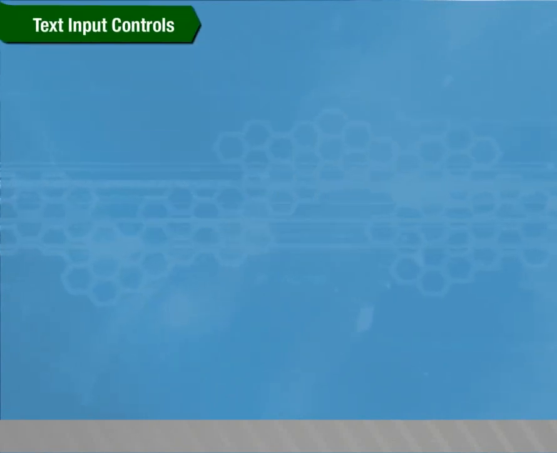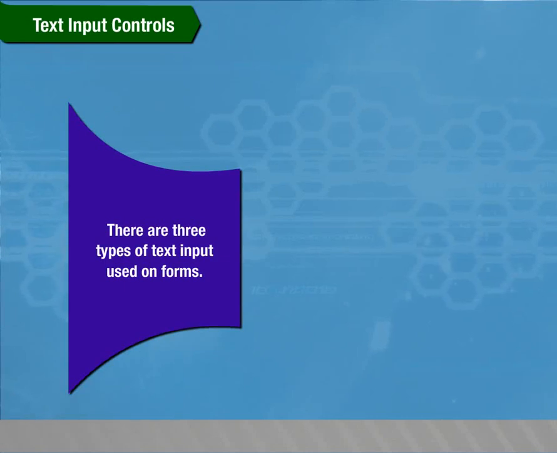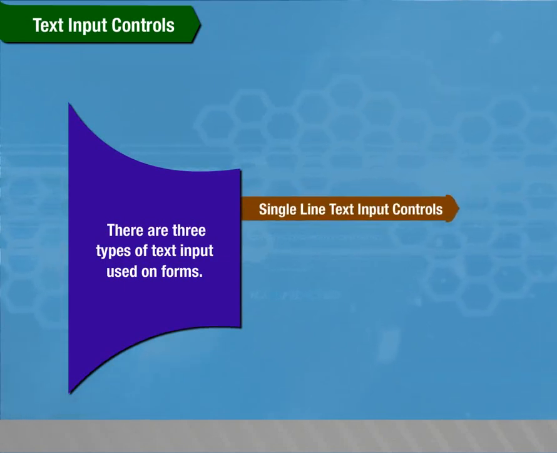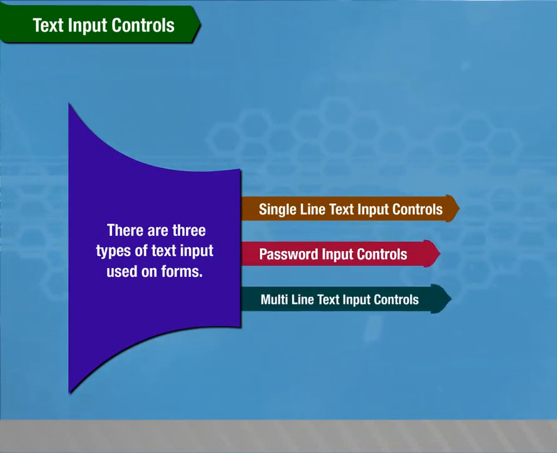Text input controls. There are three types of text input used on forms: single line text input controls, password input controls, and multi-line text input controls.